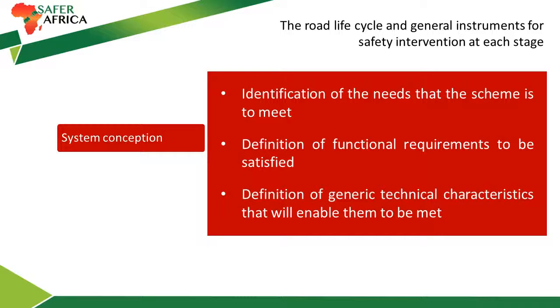The instruments for safety intervention that can be applied to this phase are the road safety impact assessments. As described by the EU Directive on Road Infrastructure Safety Management, the road safety impact assessments are strategic assessments of the impact of different planning options for a new road or for substantial modifications to an existing road on the safety performance of the road network.